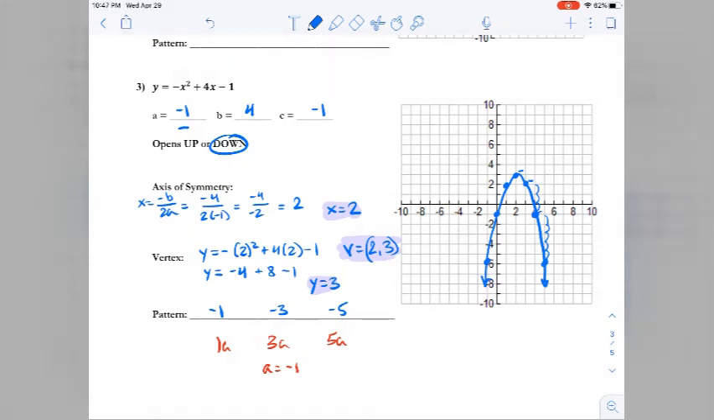Hopefully you guys understand a little bit more about graphing in standard form. No homework for the weekend, but we are going to come back Monday and have some practice with this.